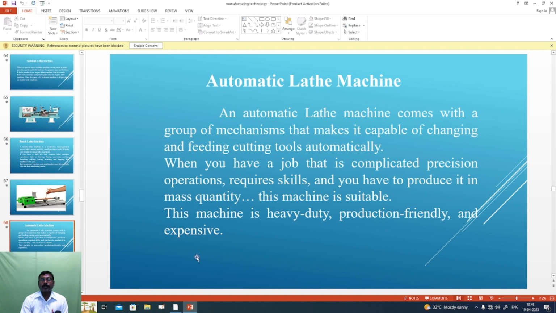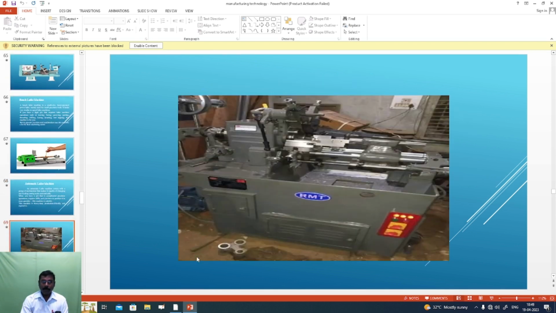Automatic lathe machines. Automatic lathe machines come with a group of mechanisms that make them capable of changing and feeding cutting tools automatically. When you have a job that requires complicated precision operations and skill, and you have to produce it in mass quantity, this machine is suitable. This machine is heavy duty, production friendly and expensive. This is a diagram of the lathe.